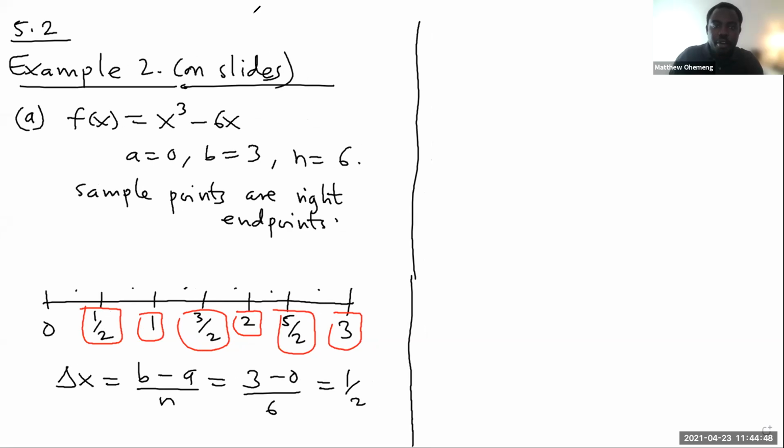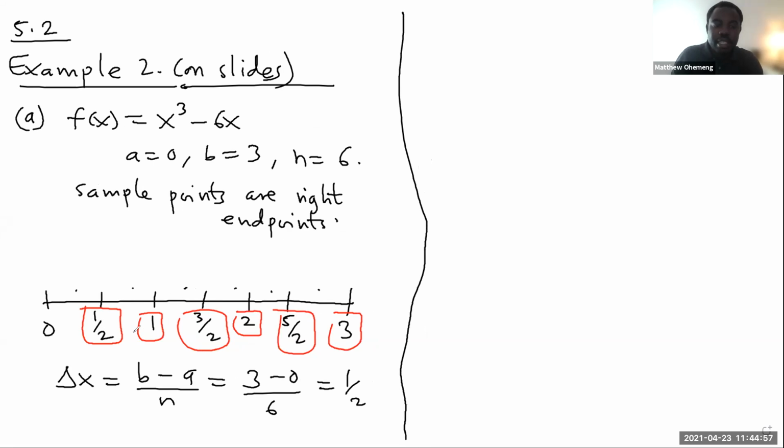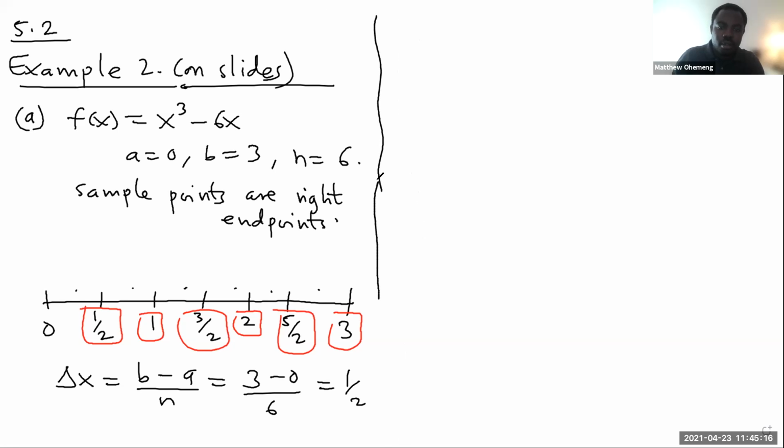So the estimate, the Riemann sum. Don't forget the Riemann sum is just what we were doing in 5.1. It just has a name now. It's called Riemann sum, but the idea is the same. Since we're using right endpoints, we call it R, and then the subscript is the number of subintervals, which is 6. So R sub 6, right? R sub 6 is going to be, for the first subinterval, the width is always half.